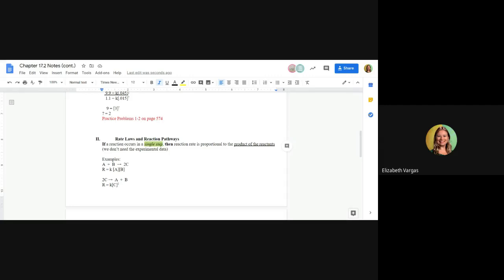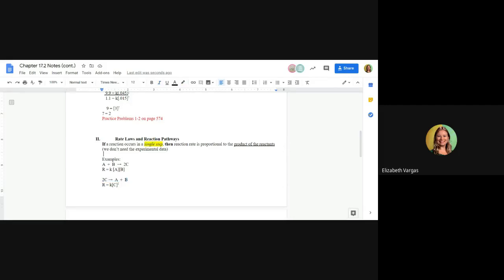Okay, oh, if I reverse it, that's sneaky. If I reverse that reaction, it's single step. This would be, now C is my reactant. So C is the only one in the rate law. And 2 becomes the exponent because there's a 2 in front. So that's only for single step.